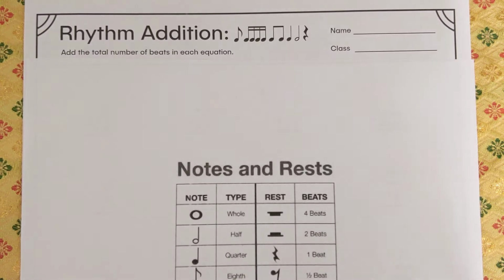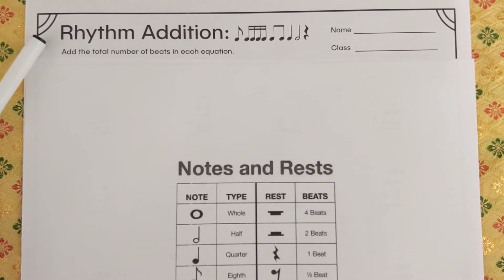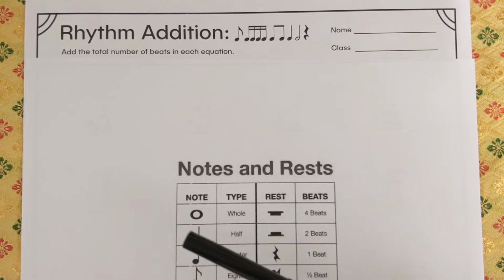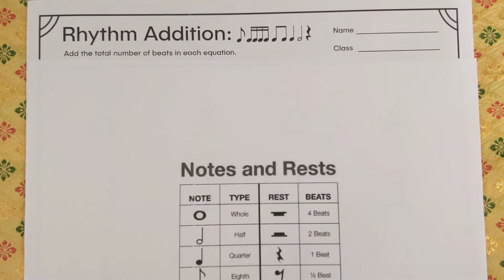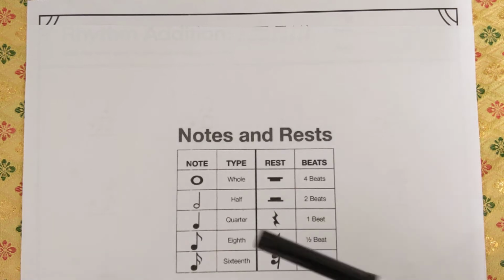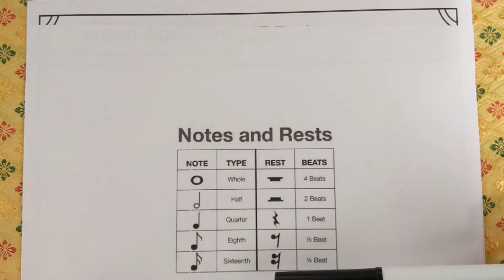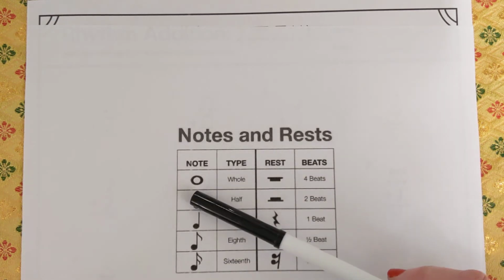Hi there. Today's assignment is something different. It's called rhythm addition, and this is really going to help you make sense of rhythms and the beat that they get. So I have a chart that you're going to see when you open the assignment. This chart will be at the top of your paper, and you'll always have reference to it as you go through the problems. And this is how you read the chart.